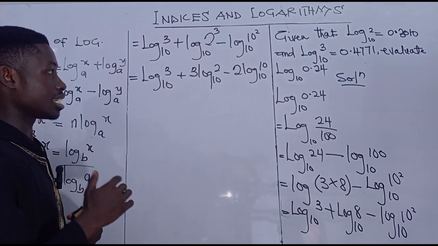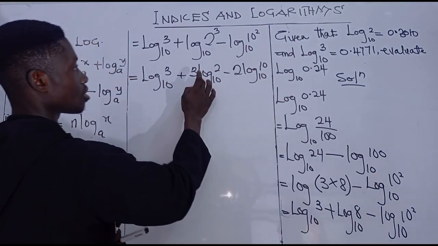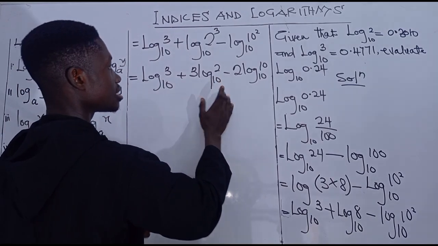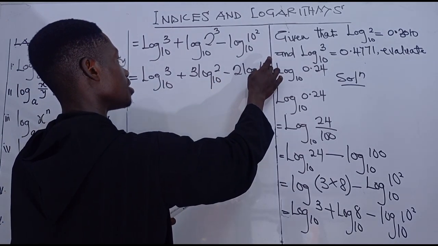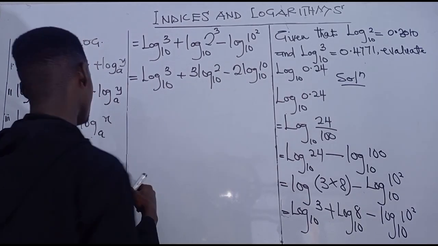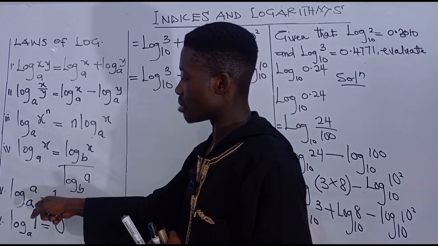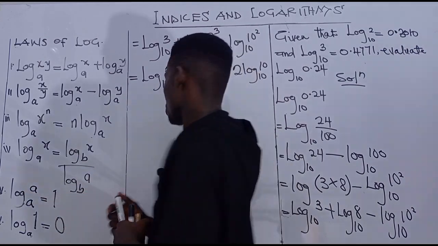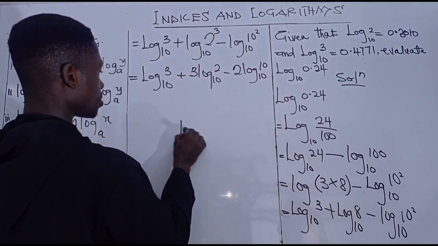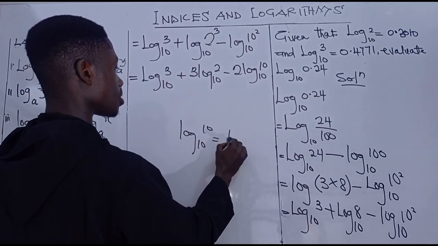Now you realize that at the end we are having log of 3 to the base of 10, which is here, log of 2 to the base of 10, which is here, and then log of 10 to the base of 10. So with this, we are going to apply this property, which says that when you have the logarithm of a number to the base of the same number gives us 1. So log of 10 to the base of 10 will give us what? 1.